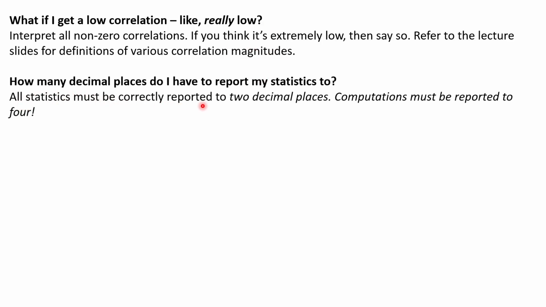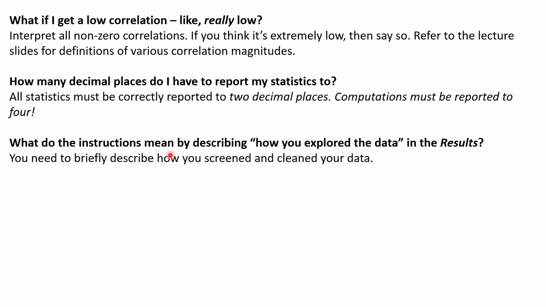How many decimal places do I have to report my statistics to? Now, you have to report it to 2 decimal places in the main report, but your computations have to be reported to 4. What do the instructions mean by describing how you explore the data and the results?